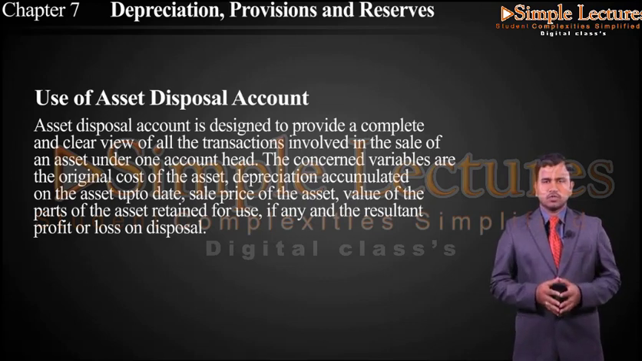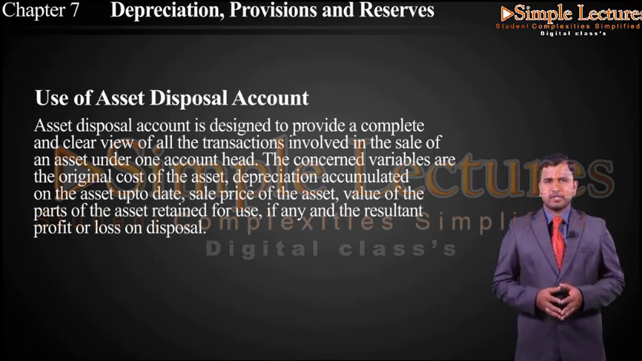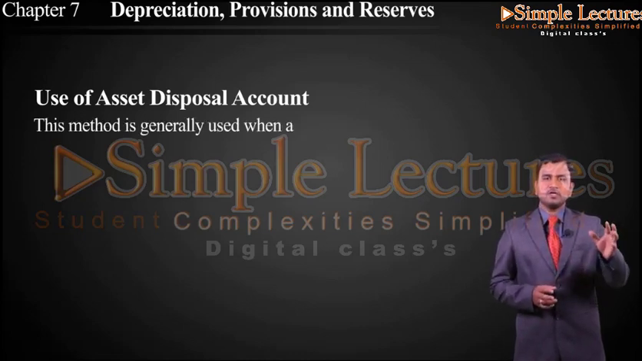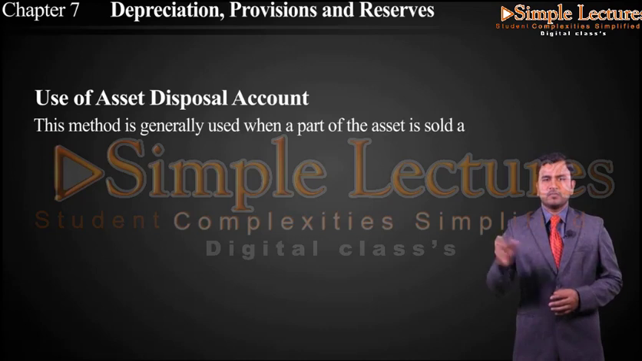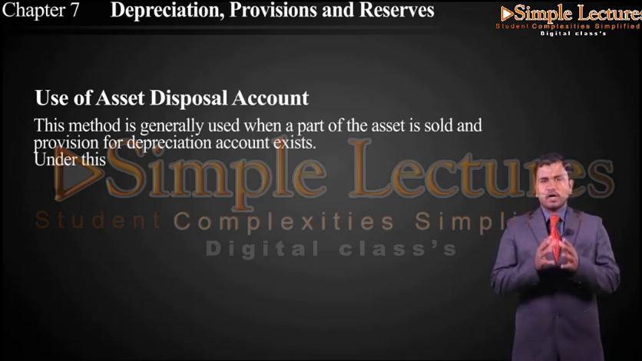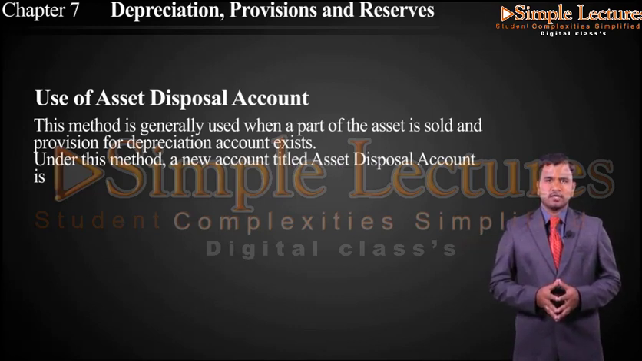If the asset is sold, if you are getting profit on this, the profit will be transferred, or if you are getting any loss, that particular loss will be transferred to the profit and loss account. And this method is generally used when a part of the asset is sold and provision for depreciation account exists. Under this method, a new account titled asset disposal account is opened.